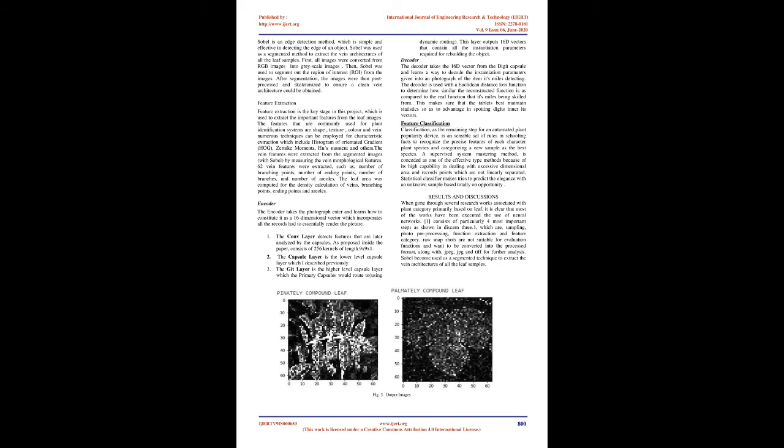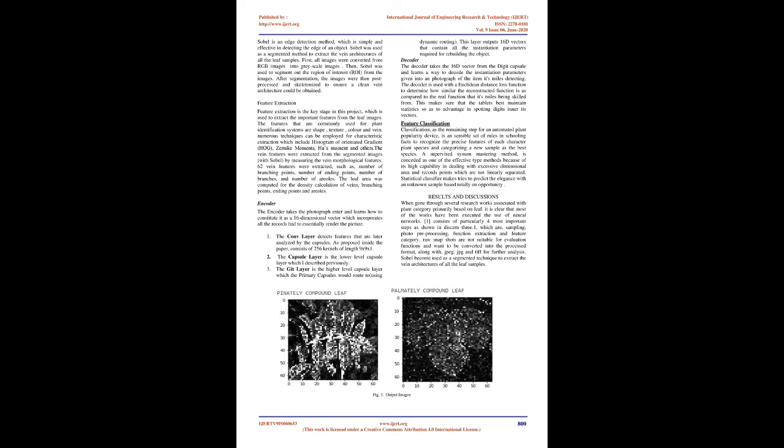Feature extraction. Feature extraction is the key stage in this project, which is used to extract the important features from the leaf images. The features that are commonly used for plant identification systems are shape, texture, color, and vein.